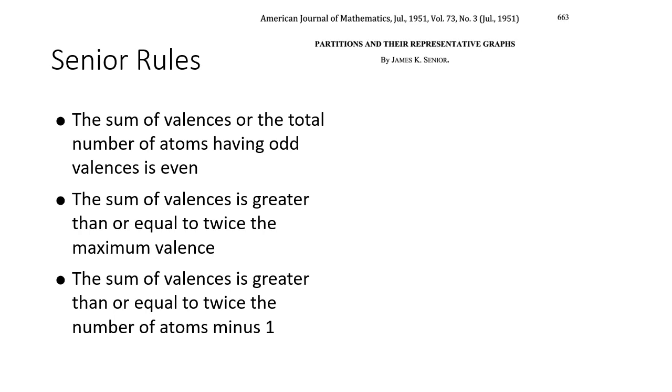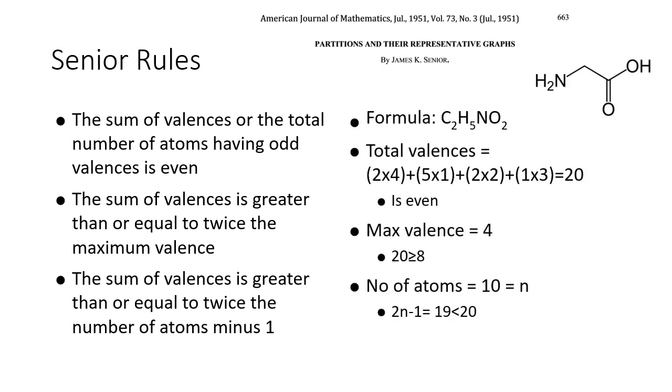But that's a lot of information to suddenly absorb, so let's test these rules using glycine as an example, with glycine having the formula C2H5NO2. So in glycine, we have 2 carbons with valence 4, 5 hydrogens with valence 1, 2 oxygens with valence 2, and 1 nitrogen with valence 3. And so the sum of the valences is 20. And of course 20 is an even number, and that means this passes the first of the Senior rules.